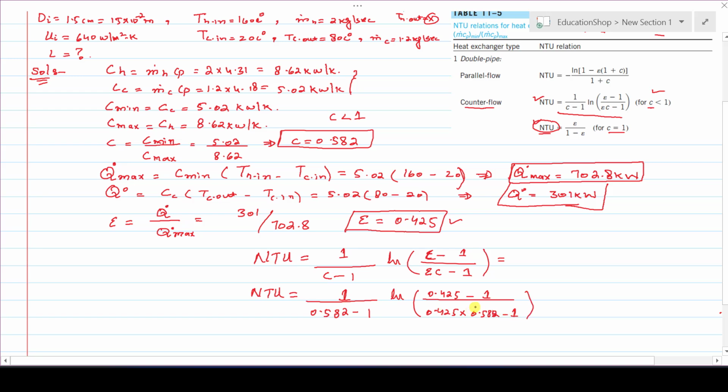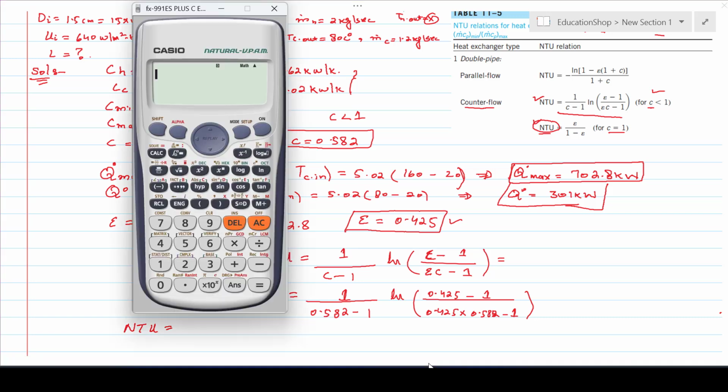Simply solve this on a calculator and it will give you the NTU value. Let me solve on the calculator. This is the equal button and it will give you the NTU value, that is 0.65 almost. Let me write on the notebook.